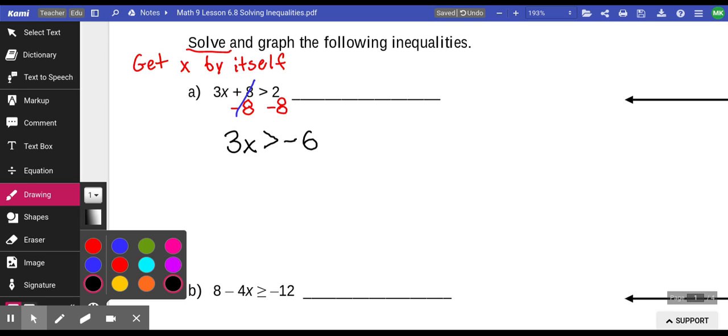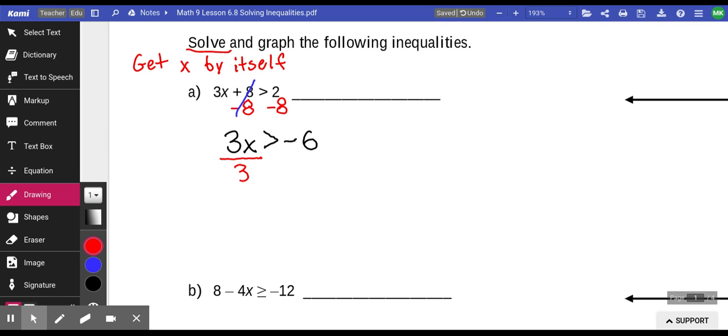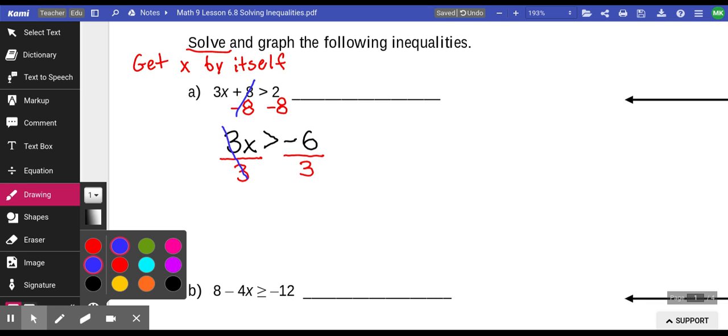Okay, so the first thing we did was move that plus 8 to the other side. We now only have 3x on the left side. So as we go through BEDMAS, we now need to get rid of anything being multiplied by x. This is multiplication, meaning 3 times x. The way you move things is by opposite operations, and the opposite of multiplying is dividing. So I'm going to divide both sides by 3. On the left side, 3 divided by 3 is 1, so it cancels out and I have only x. I still have the greater than symbol, and negative 6 divided by 3 is negative 2.